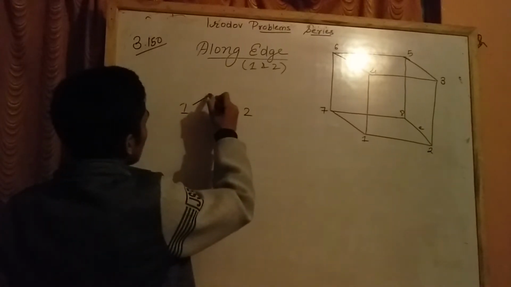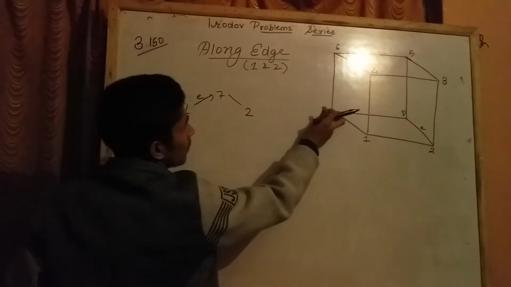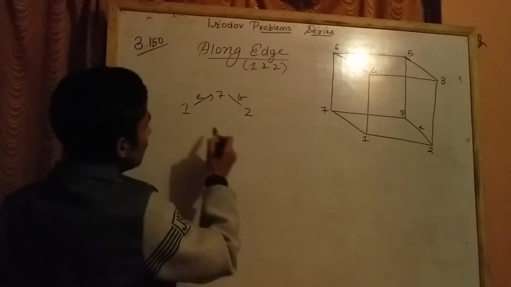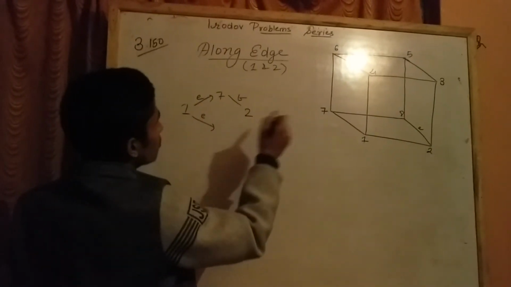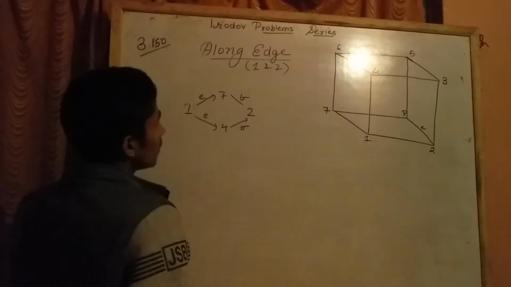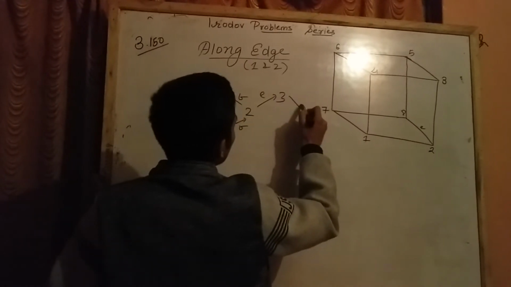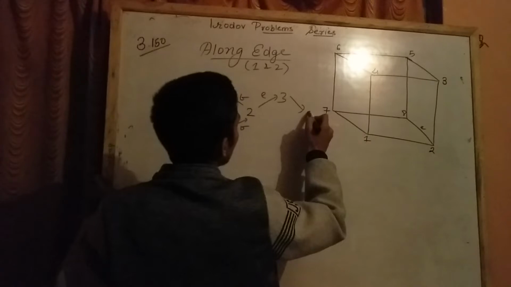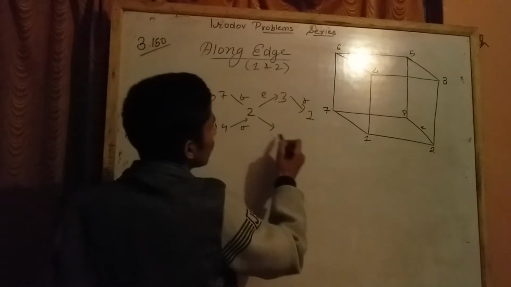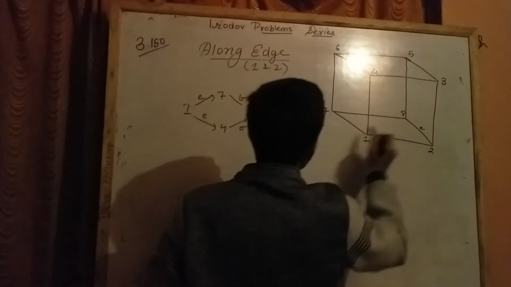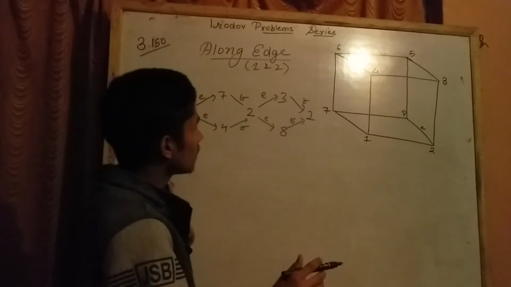Okay, so if I go to 7 and I return to 2, this is an edge part 1 to 7, and 7 to 2 will be a face part. Similarly, if I go from 1 to 4, it will be an edge part, and if I go from 4 to 2, it will be a face part. Now again, if I go from 2 to 3, it will be an edge part, and from 3 to 1, it will be a face part. Again, if I go from 2 to, let's say, 8, this will be an edge, and this is the face. Nothing else is left right now.